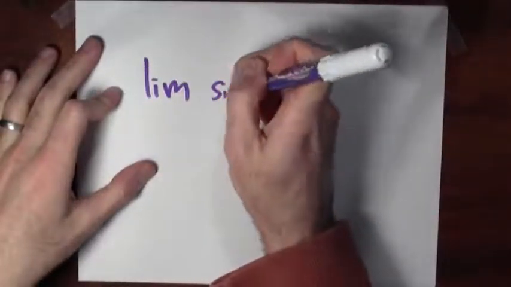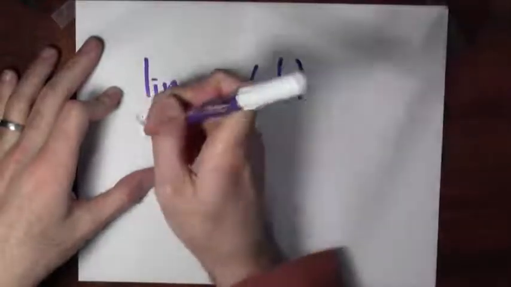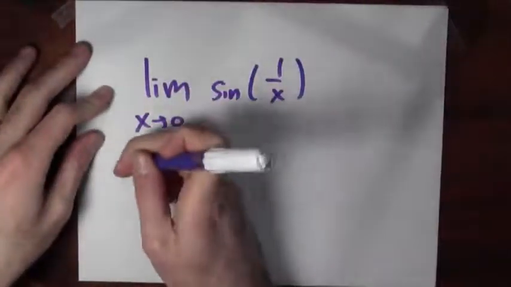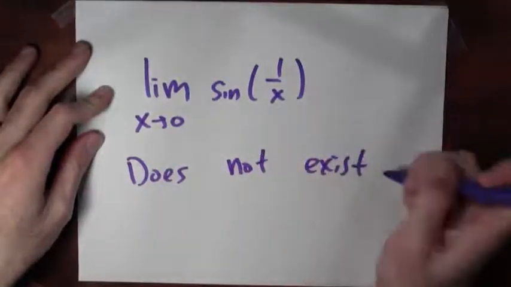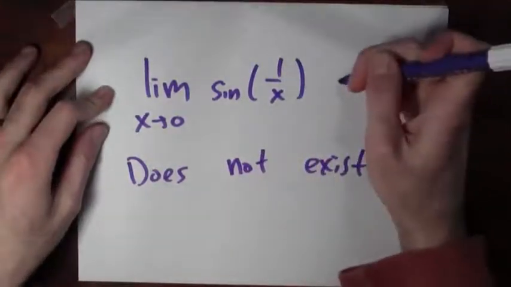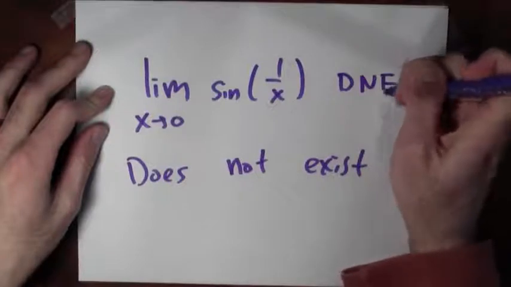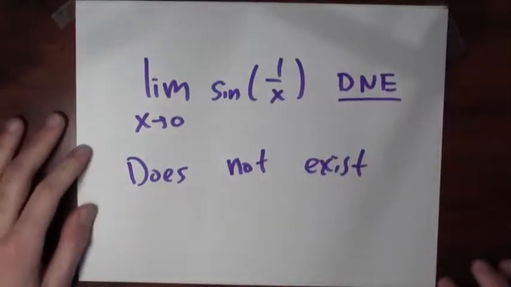The graph is oscillating wildly near 0. Even if your input is very close to 0, your output could be anything between -1 and 1. So in light of this evidence, the limit of sine 1 over x as x approaches 0 does not exist, which sometimes I'll abbreviate DNE for does not exist.